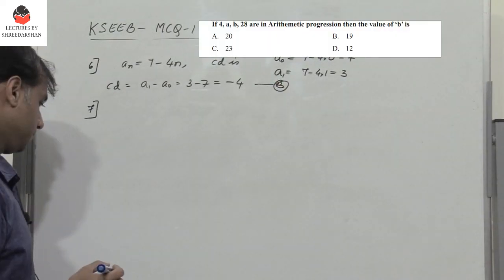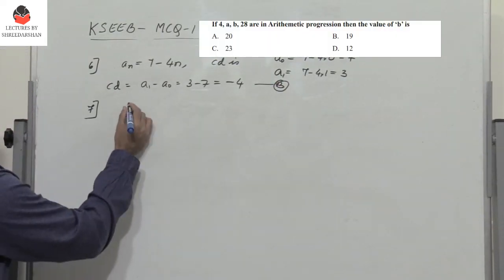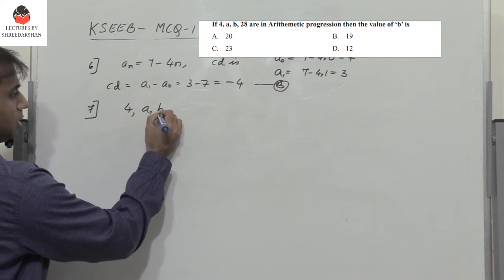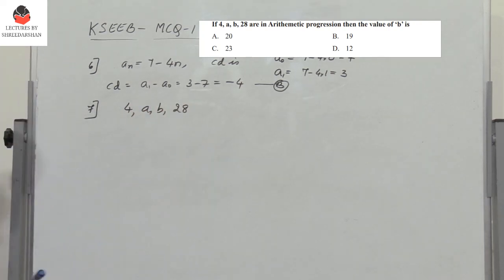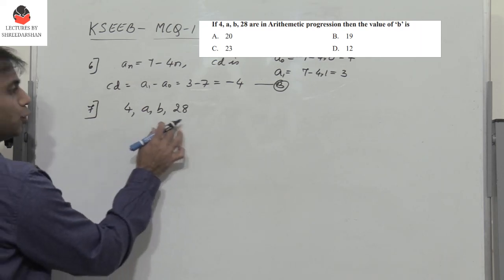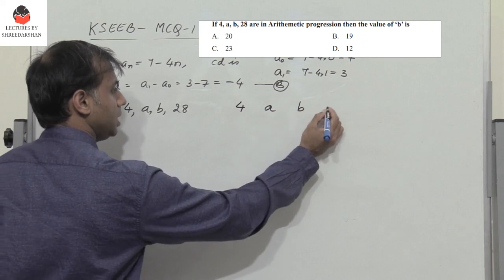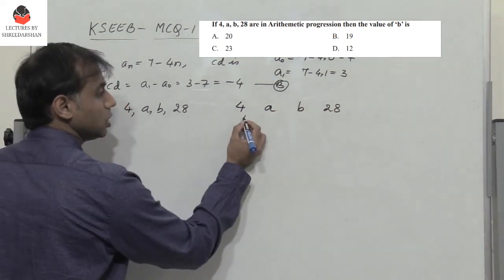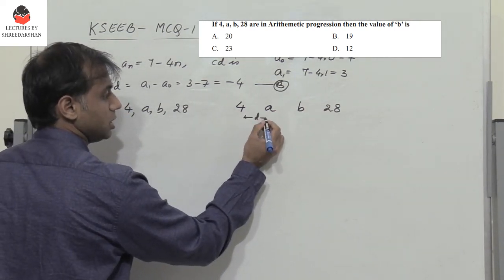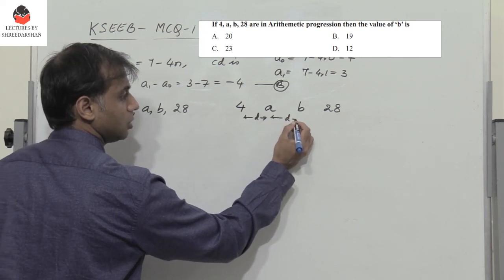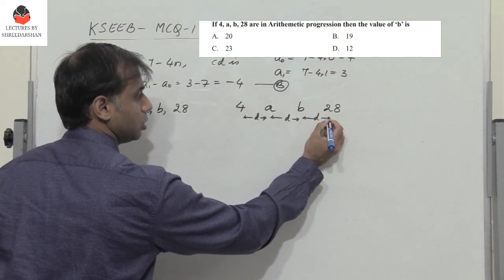Next, the seventh one. If 4, a, b, 28, I have 4, a, b and 28. If they are in AP, then we need to find the value of b. So how do I find the value of b? Now these four terms are in arithmetic progression. So I have 4, a, b, 28. So what is the difference between these two? It is d, the common difference. Again here you have d. Again here you have d.